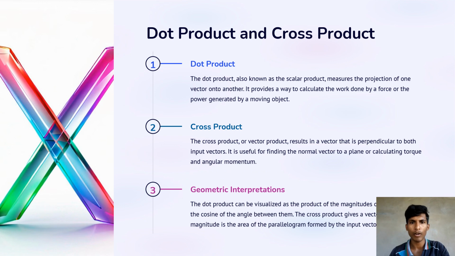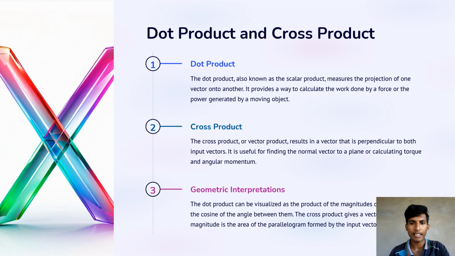Dot product and cross product. Dot product: the dot product, also known as the scalar product, measures the projection of one vector onto another. It provides a way to calculate the work done by a force or the power generated by a moving object. Cross product: the cross product or vector product results in a vector that is perpendicular to both input vectors. It is useful for finding the normal vector to a plane or calculating torque and angular momentum.